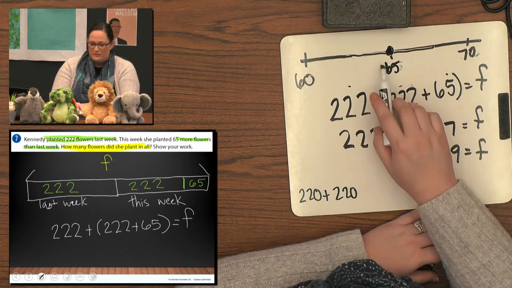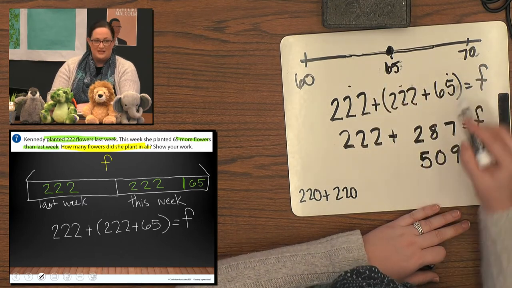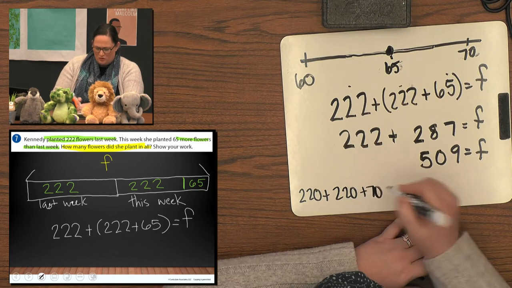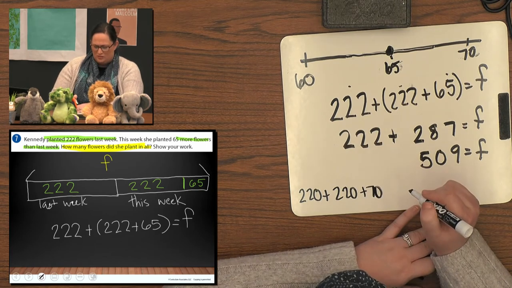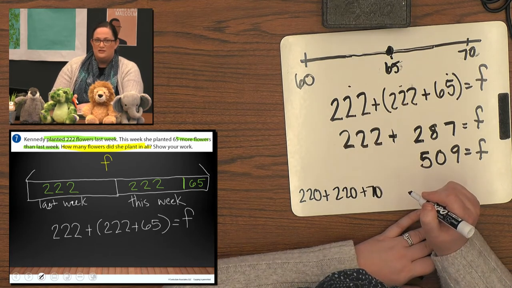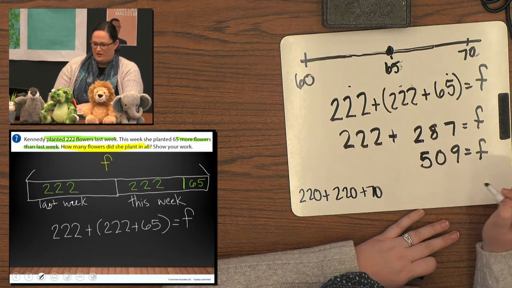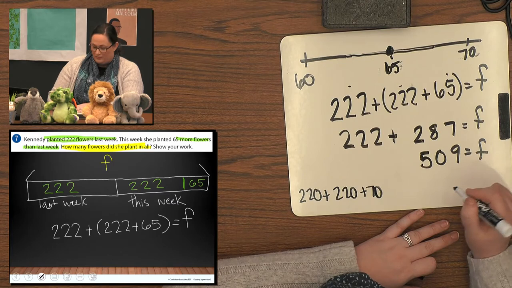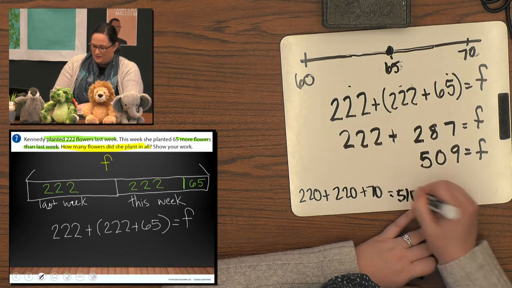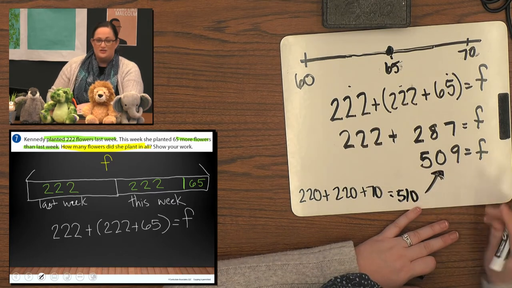So if it's right in the middle, you go up to the next 10, which is 70. So what's 220 plus 220? That's 440 plus 70 would be 510. Oh my goodness, look at that. Look how close we are to the answer we found.